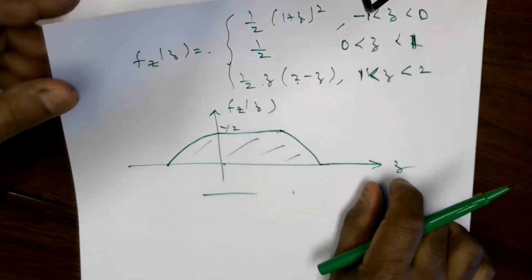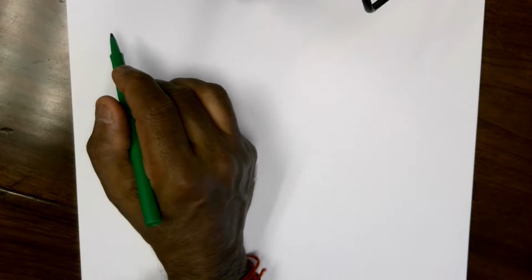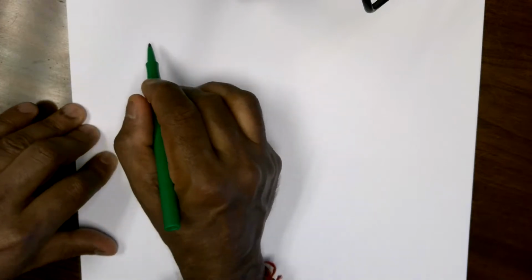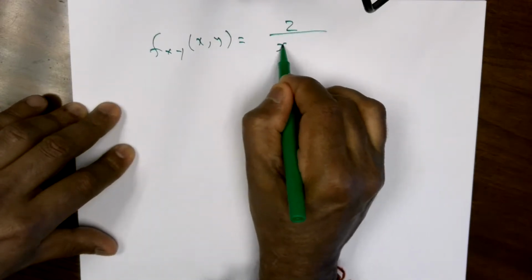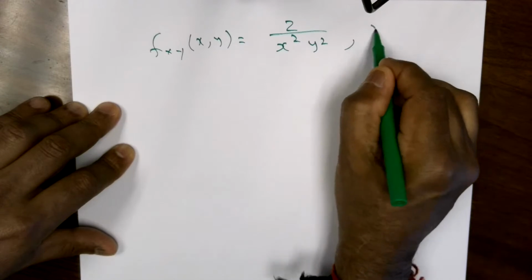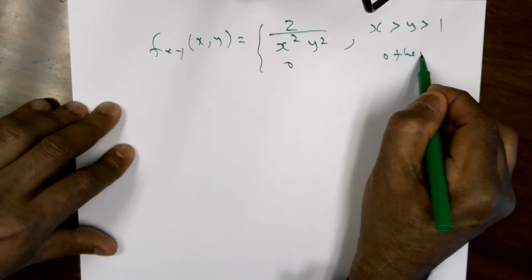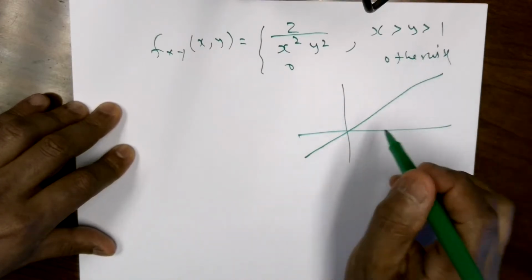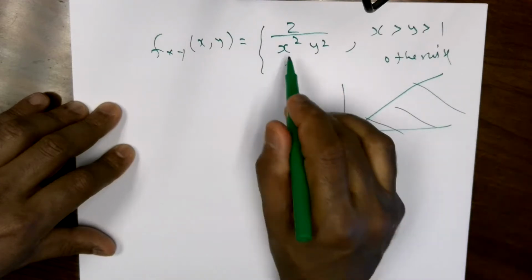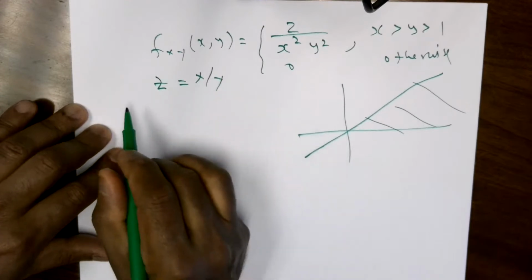Let me do one more problem. Suppose the joint density function is given by this inverse quadratic, defined in the region where x is greater than y. The problem is to find the density function of the ratio of the two random variables.